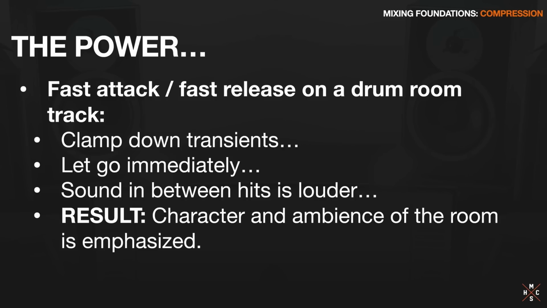Well, if you think it through, it's going to clamp down on those transients with the fast attack, then it's going to let it go immediately. And so that means that the sound in between the hits gets louder. And the result is that the character and the ambience of the room is now emphasized, right? Transients reduced, ambience increased. So that's why heavy compression on room tracks, drum room tracks, is very common. It's because with a compressor, we can actually increase the amount of ambience and natural reverb that we hear in a track. It can actually make a room sound bigger.